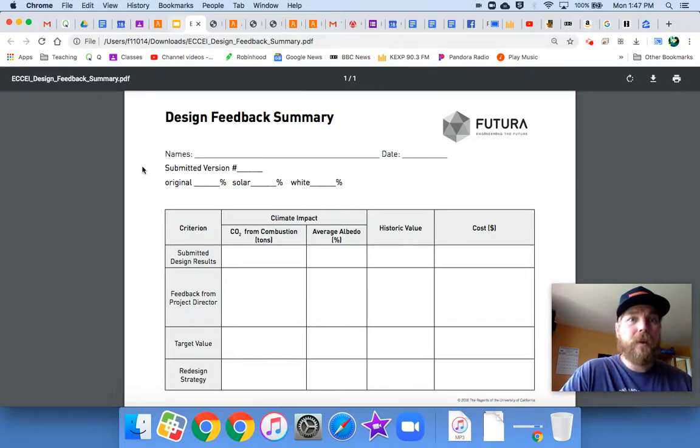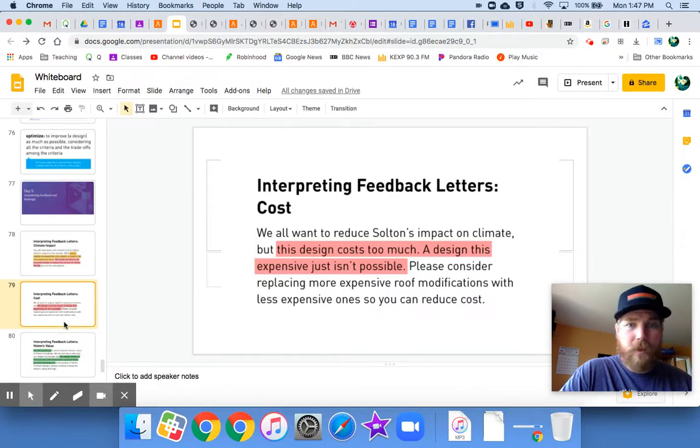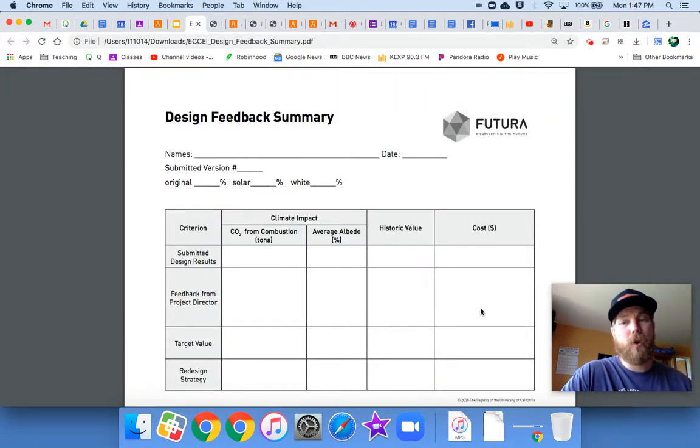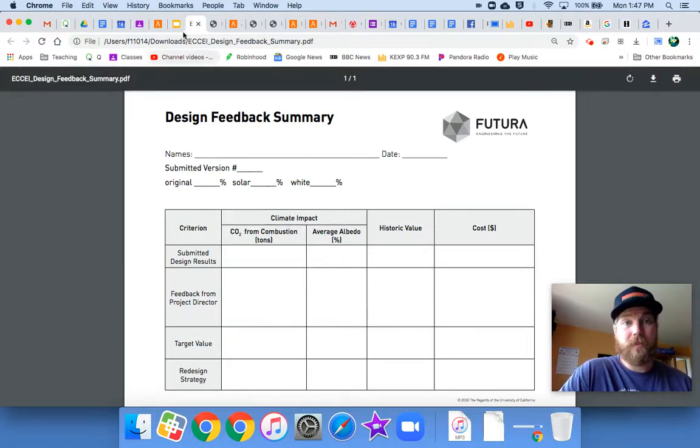All right, let's look at the next category, cost. We all want to reduce Sultan's impact on climate, but this design costs too much. A design this expensive just isn't possible. Please consider replacing more expensive roof modifications with less expensive ones so you can reduce costs. So going back to our form, it definitely sounds like Marcos is saying, whoa, whoa, whoa, way too expensive. And that's what we would write right here. Now, again, your feedback might be different. Maybe Marcos liked your cost. Maybe he said that was one of the strong points of your design. I don't know. Again, this is all going to be customized for you.